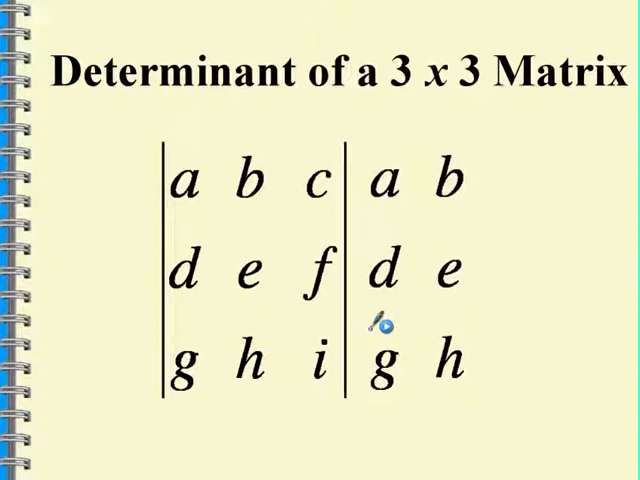So now this is what we're going to do. We're going to start here in the top left corner. Okay, I'm going to start here with the letter A. And I'm going to go down a diagonal here. And I'm going to multiply along that diagonal.